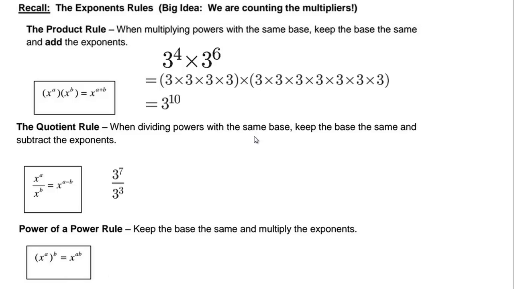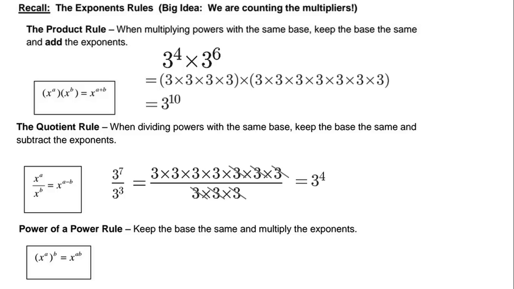If you had 3 to the power 7 divided by 3 to the power 3, you'd have 7 3s on the top, 3 3s on the bottom. And the 3s cancel out, all but 4 of them on the top. So we get 3 to the 4. And so the rule there is 7 minus 3 is 4, so 3 to the power 4.